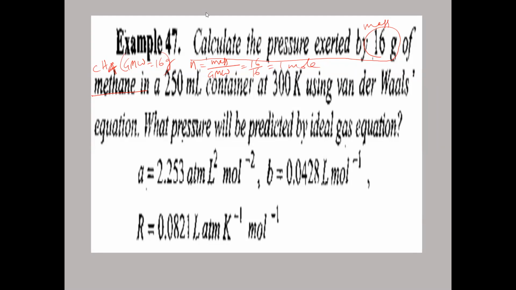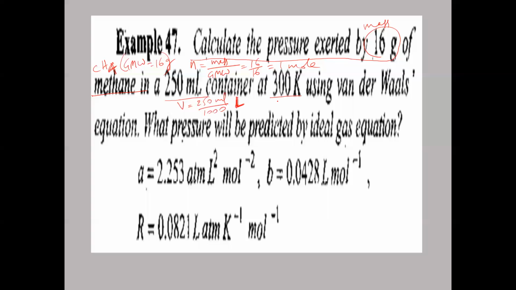Next important thing: 1 mole of methane is given, and the volume given is 250 ml. If you want to take it in liters, 250 ml divided by 1000 gives the volume in liters. So how to convert milliliters into liters? Given milliliters divided by 1000 will be liters.